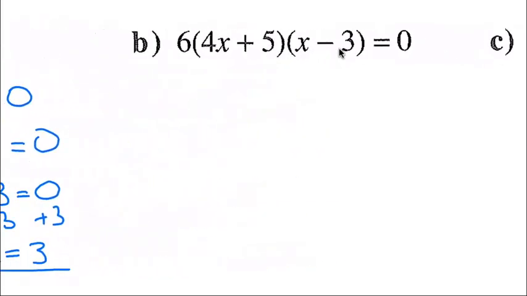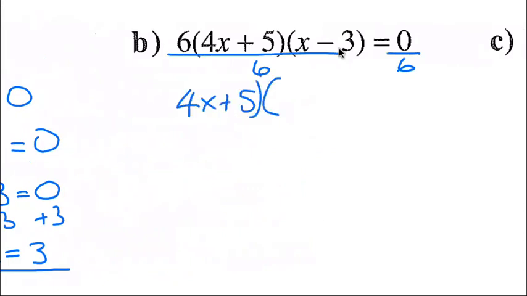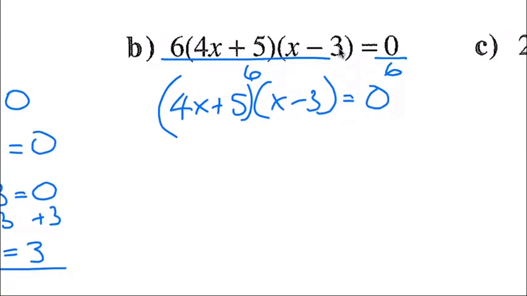Question B, 6 times 4x plus 5 times x minus 3 is equal to 0. The beauty of this is it's already factored for us. I can get rid of the 6 right away by dividing both sides by 6. The other side is still equal to 0, so I have 4x plus 5 times x minus 3 is equal to 0. So the 6 disappears. Remember, constants can disappear like that, but variables cannot.